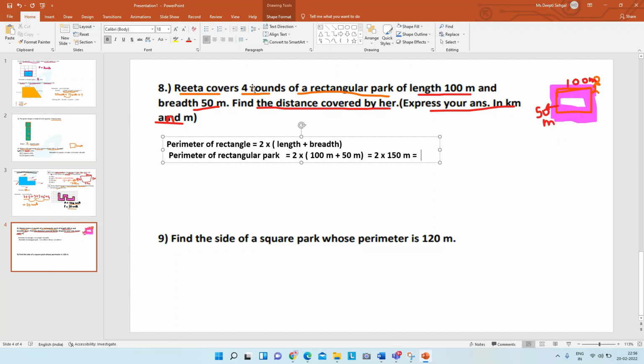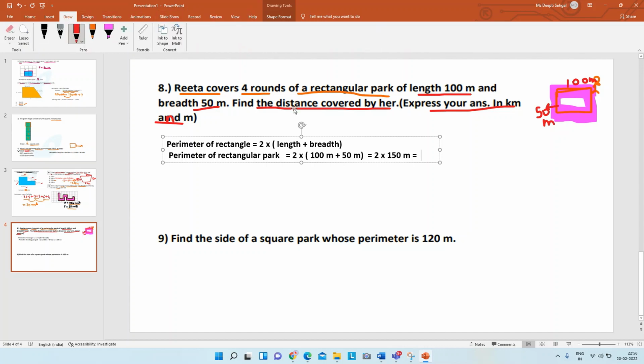So now let's multiply. 2 multiply by 15. 15 twos are 30. Yes, and one more zero. So it is 300 meters. So the perimeter of this rectangular park is 300 meters.